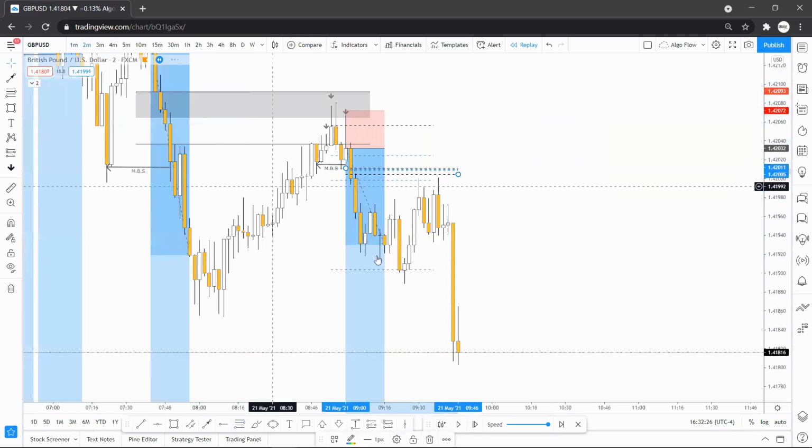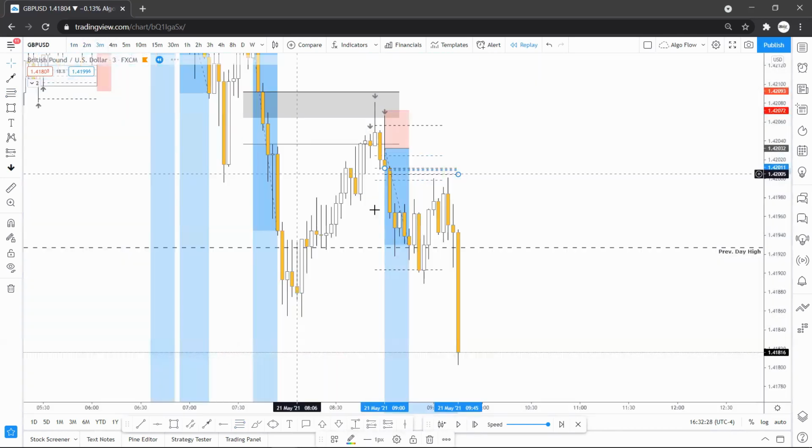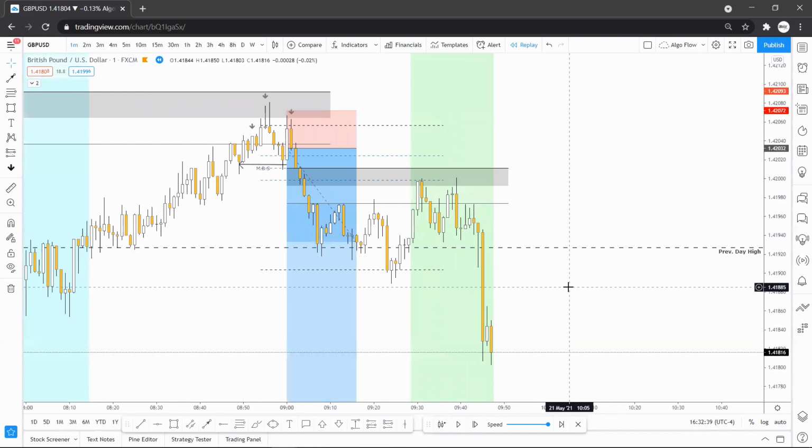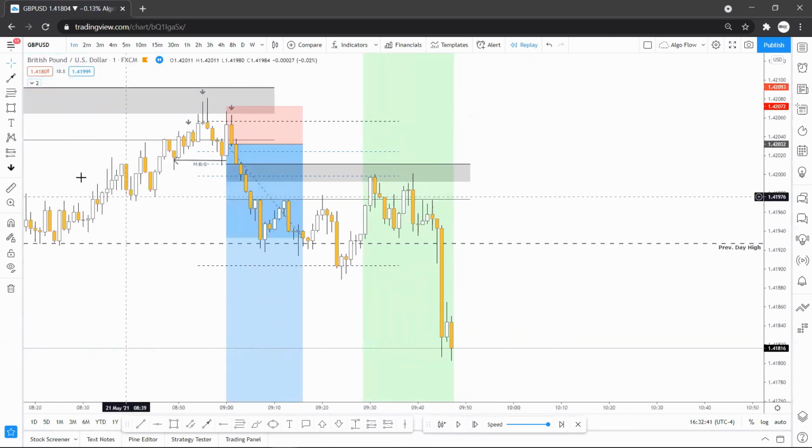Let's do the M2. Let's do M3. You have to search for that detail. You just gotta search. Price knows no time. You gotta be on literally every time frame, searching for that detail. And we see that M3 inefficiency got filled.